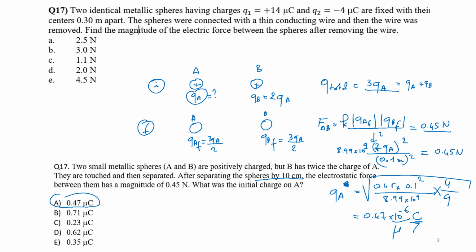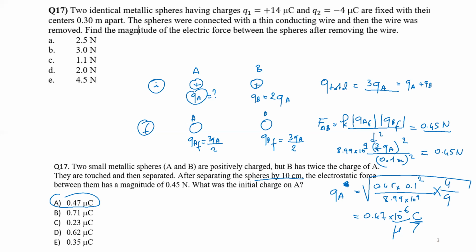So this type of question for sure will come in the exam, so you know how to solve it. Conservation of charge, total charge before is equal to total charge after in an isolated system. And since the two spheres are identical, after they touch and are separated, I will have equal distribution of charge. QA final is equal to QB final, which is just the total charge divided by 2.